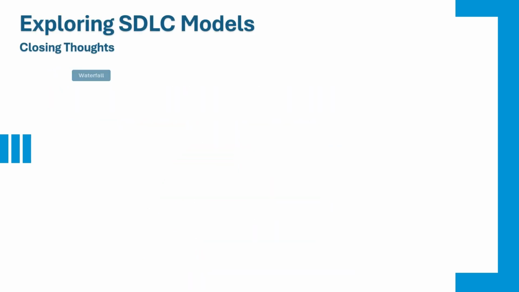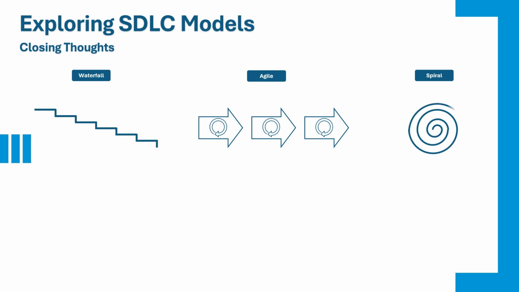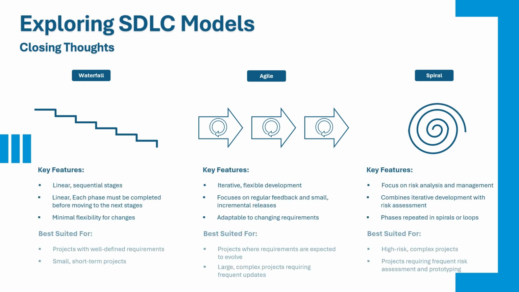In summary, the Waterfall model offers a clear, structured path but lacks flexibility. Agile brings the adaptability and speed needed in today's dynamic environments, while the spiral model is best for complex projects where managing risks is essential. Choosing the right methodology depends on your project's needs, goals, and constraints.